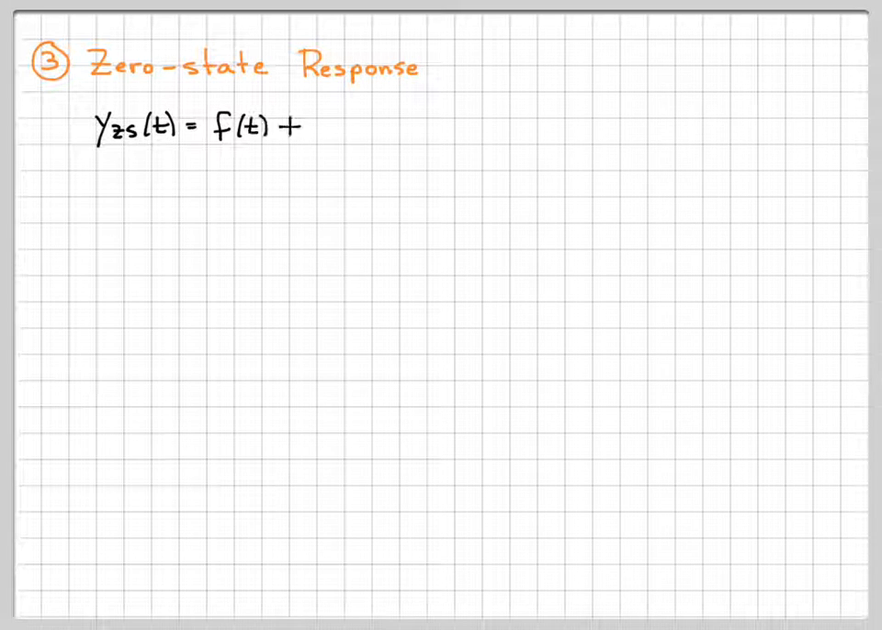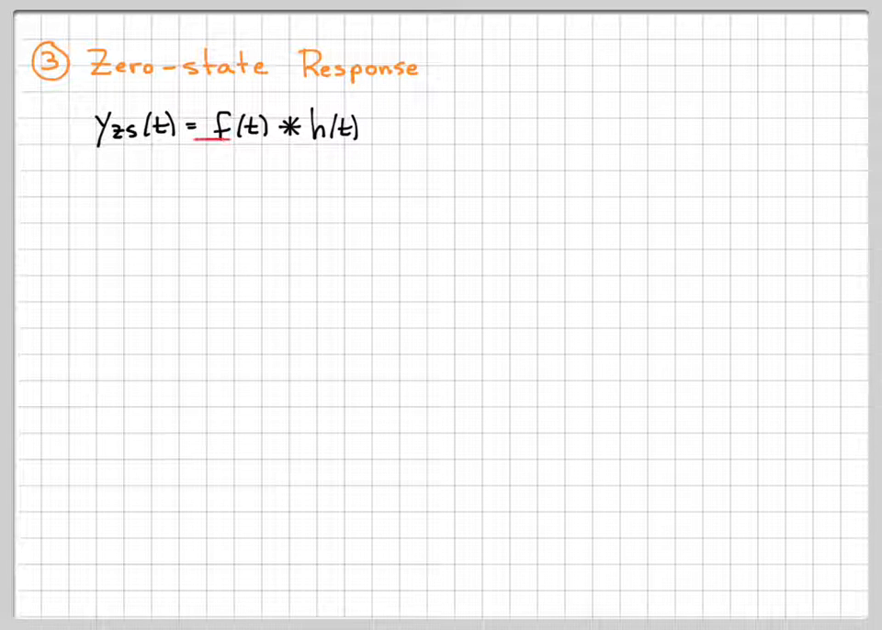Okay, so let's continue this example. In the first part of this example, we figured out the zero input response, and we also found the impulse response of the system. As we continue working towards finding the total response, the next thing we need to do is find the zero state response of the system.